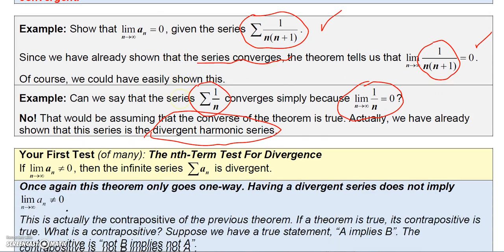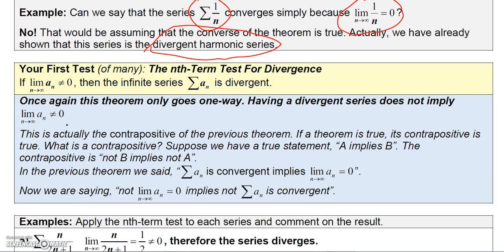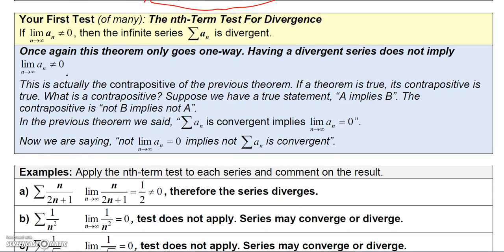Okay, so there are going to be a lot of tests for convergence and divergence, but here's your first test. This is the nth term test for divergence. It says if the limit of the nth term of a series as n goes to infinity does not equal 0, then the infinite series is divergent.